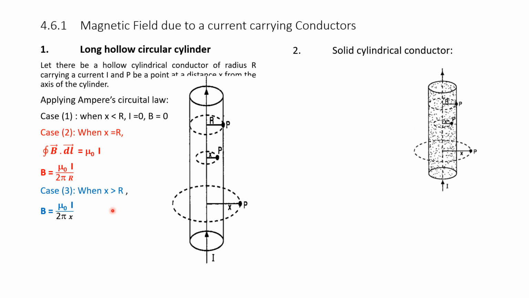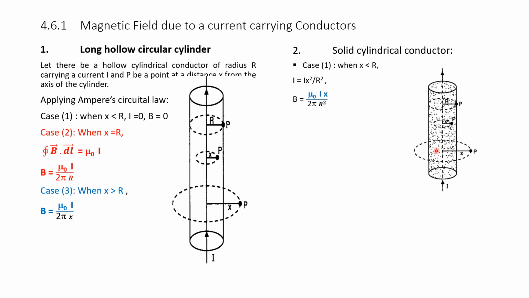Now let us take the second case, where the cylindrical conductor is solid. Earlier it was hollow, with nothing inside, but here it is totally filled with conducting material, such as copper. You can imagine it as a very thick copper conductor. In this case we will find the magnetic field.